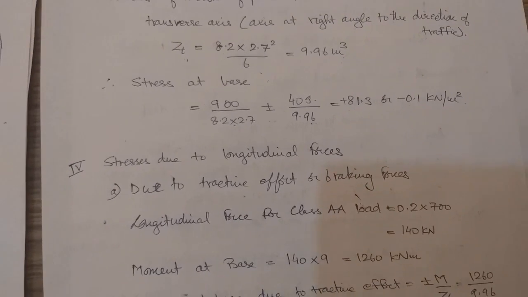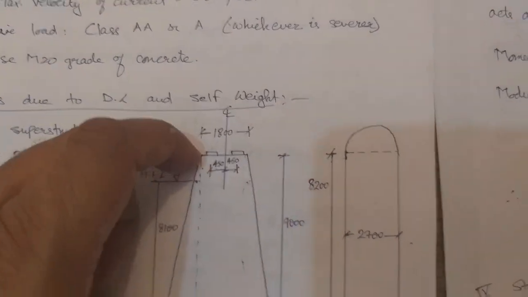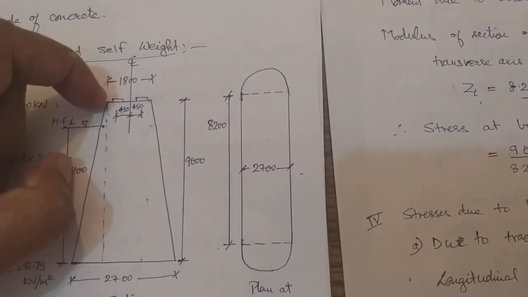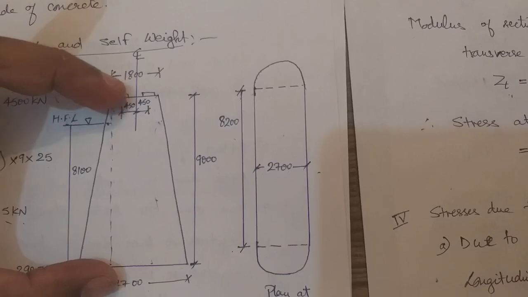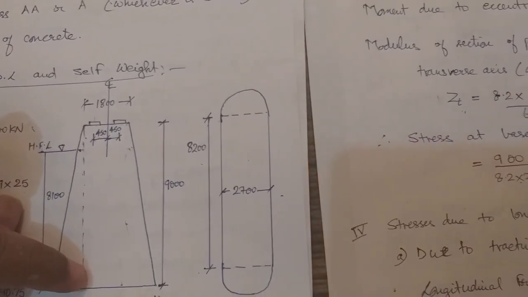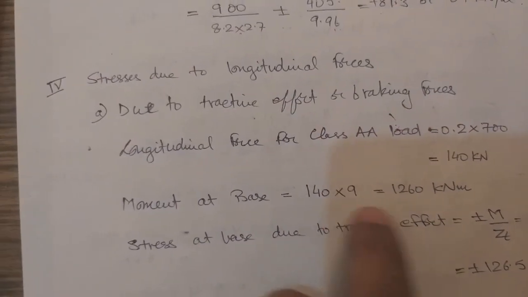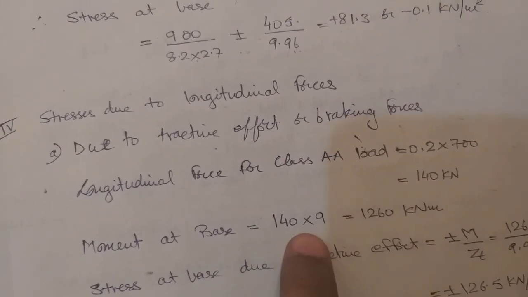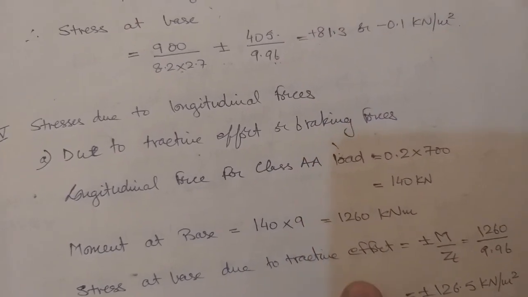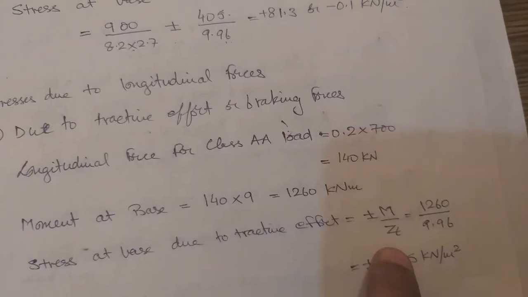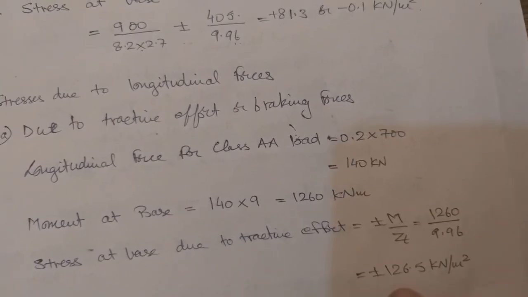Due to this 140 kilonewton, it will be acting at the bearings. So the height is 9 meters. That means a longitudinal force is acting, which gives a perpendicular distance of 9 meters, and the moment released at the bottom is 140 into 9, that is 1260. Again, the stress due to this moment will be M by Z. So this comes out to be 126.5 kilonewton per meter square.